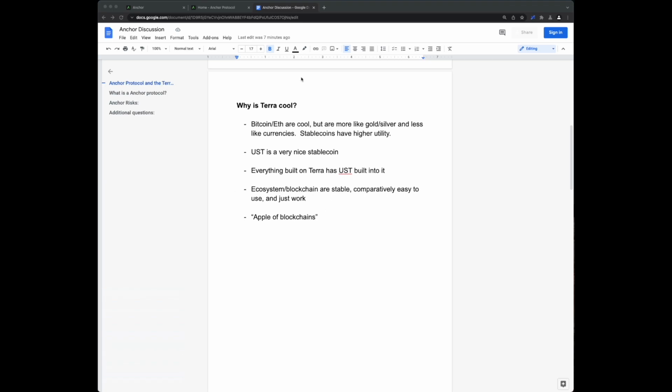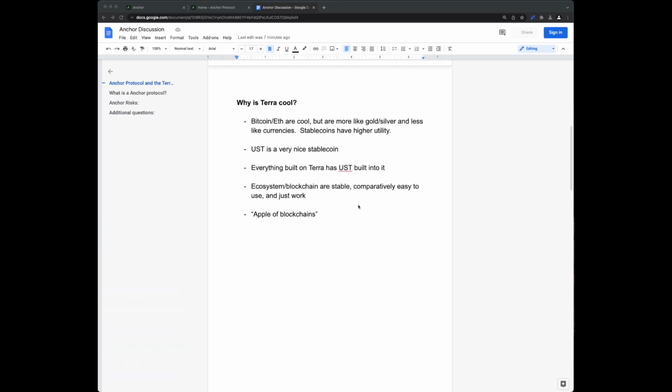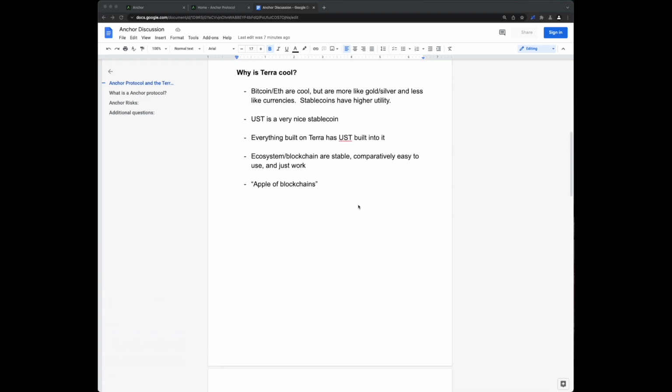So that's why Terra is cool, and why I think putting your funds into Terra, or maybe not yours, putting my funds into Terra, is a reasonable thing. And I'm not worried that the Terra ecosystem is just going to go belly up tomorrow or something.